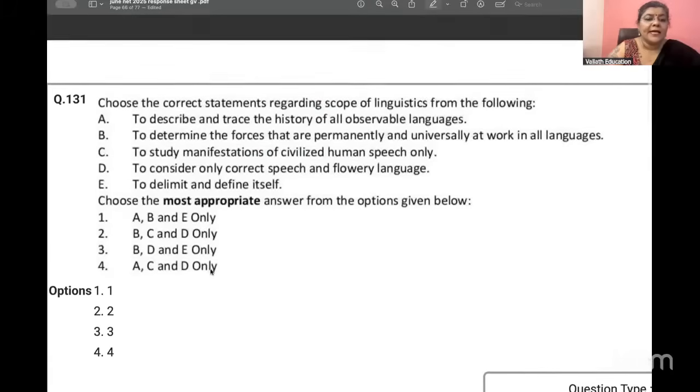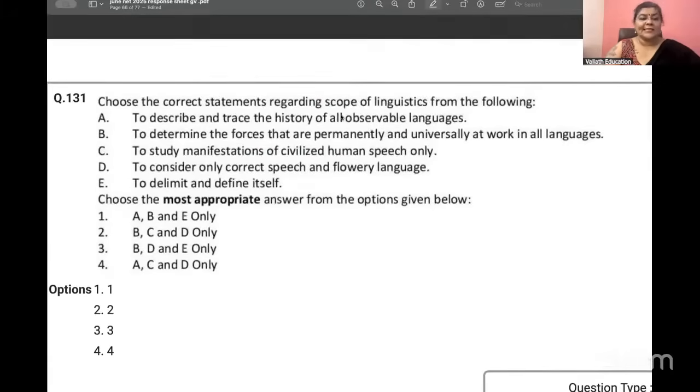Correct. Then, choose the correct statements regarding the scope of linguistics. You will think this is difficult. To describe and trace the history of all observable languages, maybe. To determine the forces that are permanently and universally at work in all languages, maybe. To study manifestations of civilized human speech only.